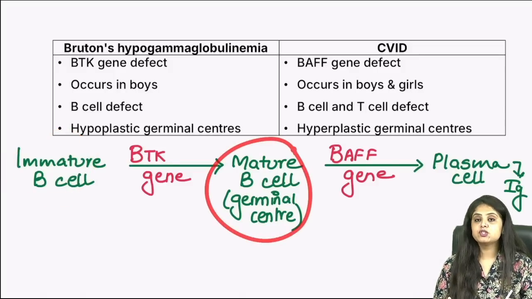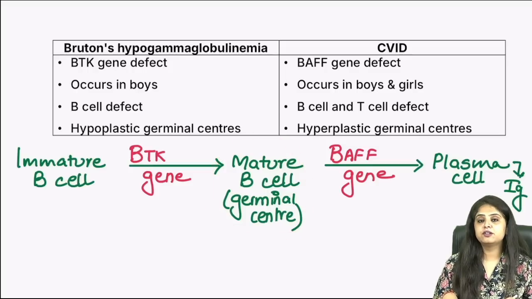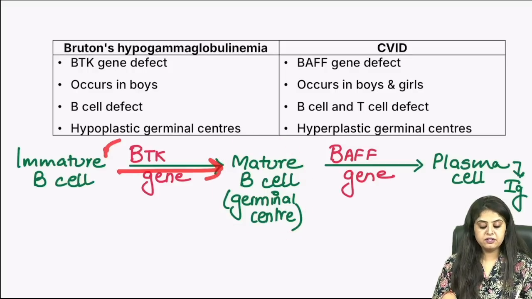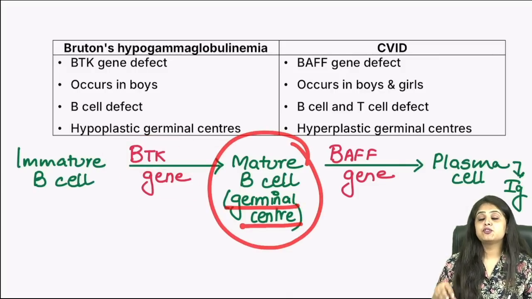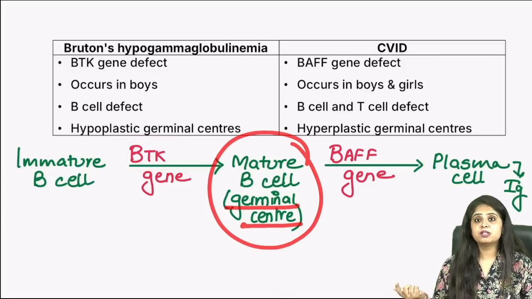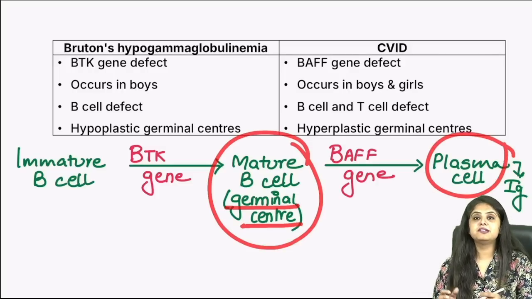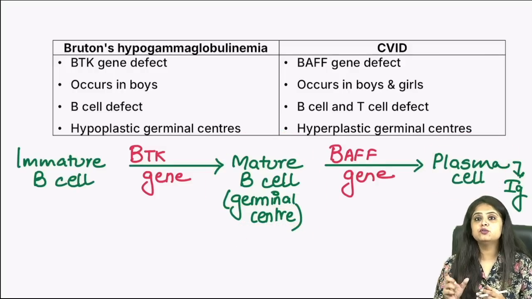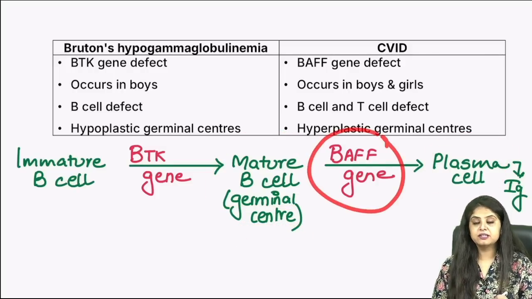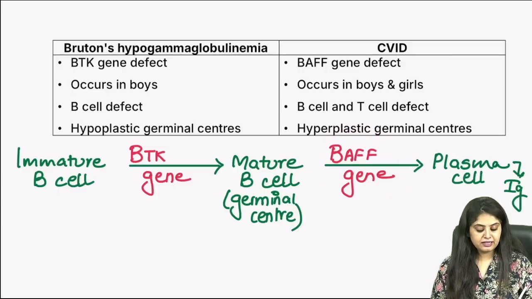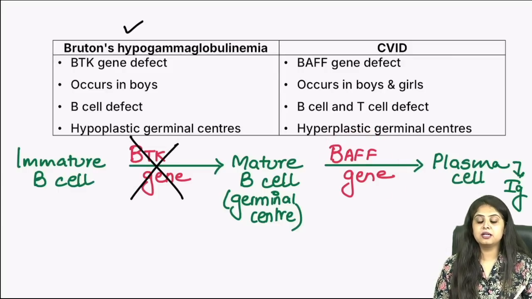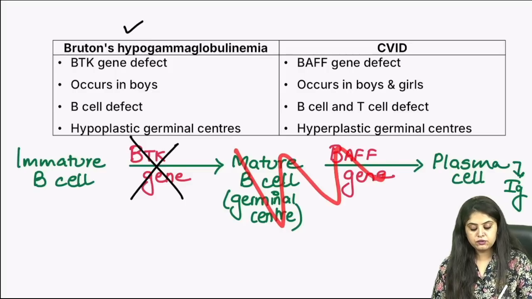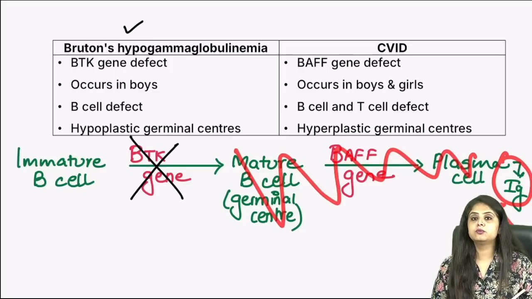When they become mature, they will go and sit in the germinal center of the lymph node, and for this maturity we normally require a gene called the BTK gene. When they are mature, they will be sitting in the germinal center, and from there they now have to become super specialized. They have to become plasma cells and start making antibodies, and for this super specialization they require the BAF gene. So now you understand that if the BTK gene stops working, the patient has Bruton's hypogammaglobulinemia. In that situation, the rest of the story will not occur and immunoglobulins will not form.